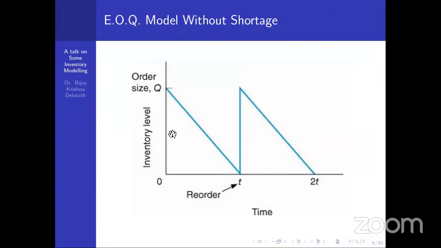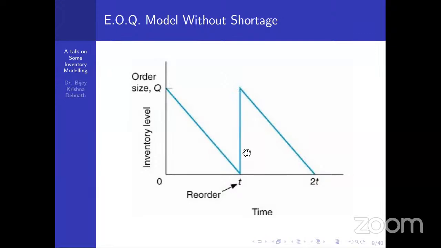So this is suppose Q. So Q equals DT. So T is what? T is the time period. This is for one cycle. And again, here you order another order quantity of size Q. So here it is assumed that the replacement is instantaneous.